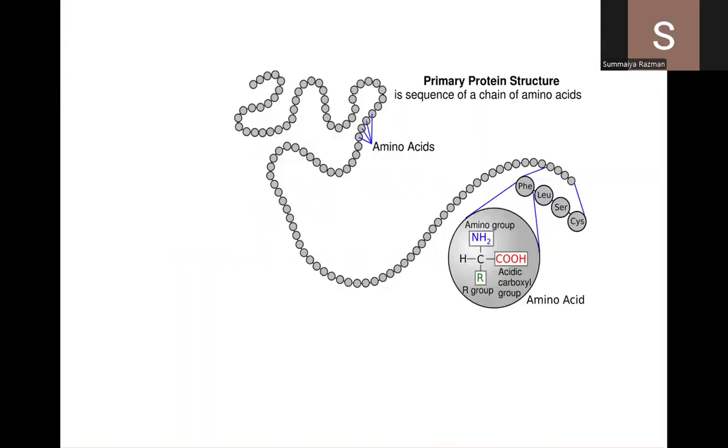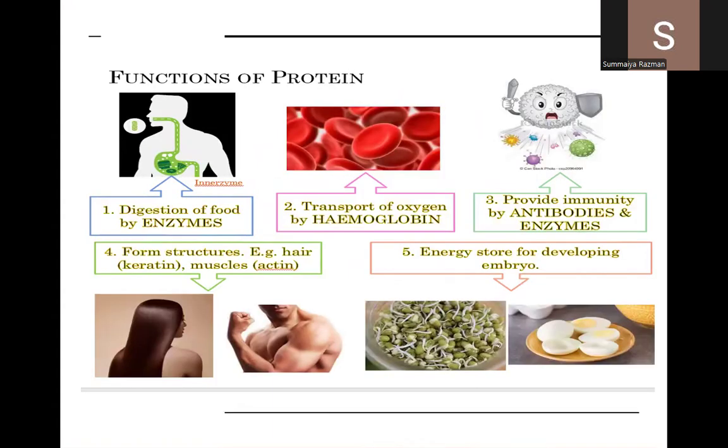What you need to understand is that proteins are made up of a sequence of amino acids, so many small amino acids joined together. The functions of proteins are a bit more diverse.